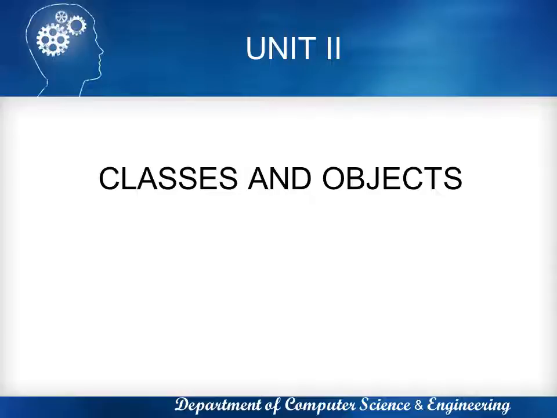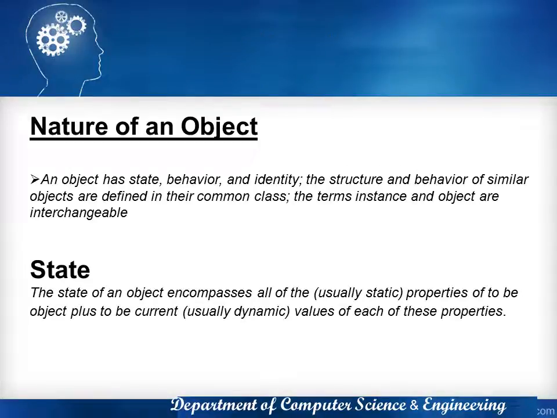Today, we'll discuss classes and objects in object-oriented analysis, design and model. Nature of an object. An object has state, behavior and identity. The structure and behavior of similar objects are defined in their common class. The terms instance and object are interchangeable.